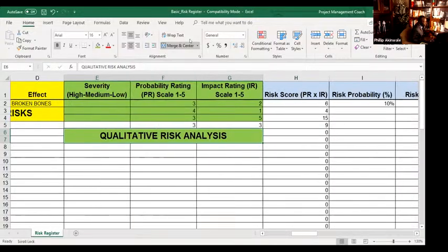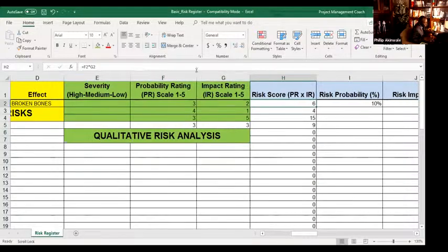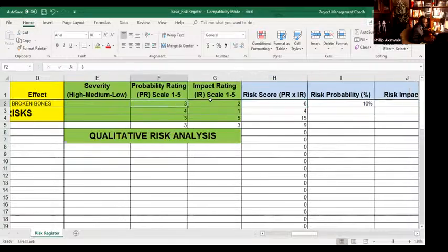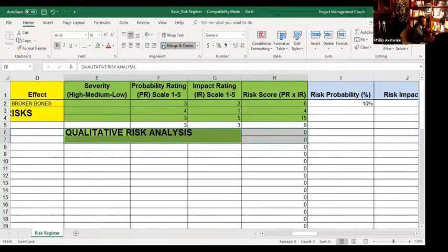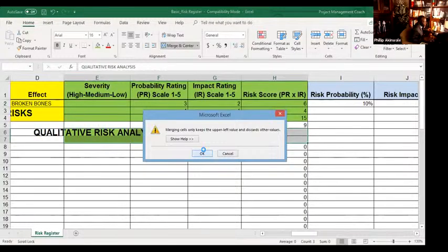Now you're going to get to the point where you multiply the probability rating times the impact rating, and then you get the number here. So 2 times 3, this 3 times this 2 gives 6. This is also qualitative. Saying high, medium, low, scoring the risk on a scale of 1 to 5 for impact and probability and multiplying them, that is all qualitative. So this is still qualitative risk analysis right here.